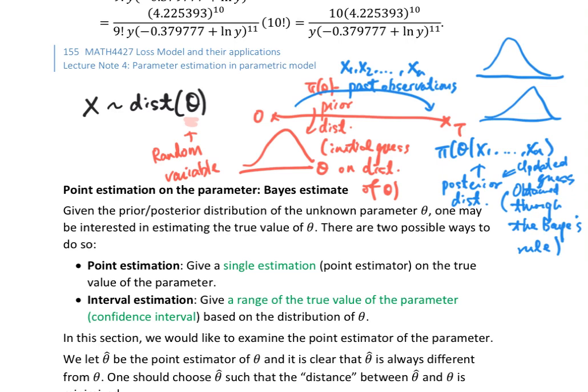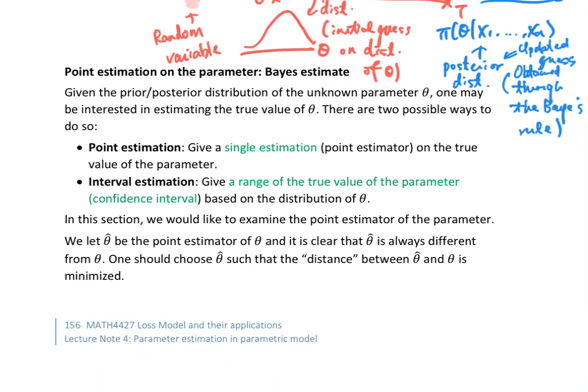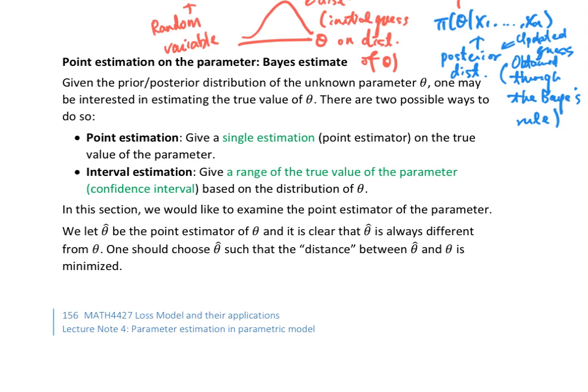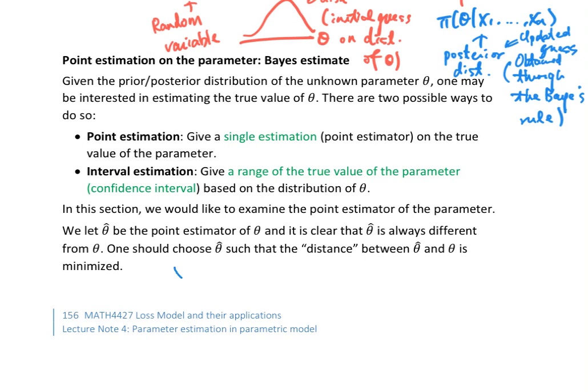Today, we are going to look at another aspect of Bayesian estimation, which is point estimation or interval estimation on the estimator. Let's say you have a random variable S which follows a certain distribution with unknown parameter theta. Using the sample data, you can of course obtain the updated guess on this theta.